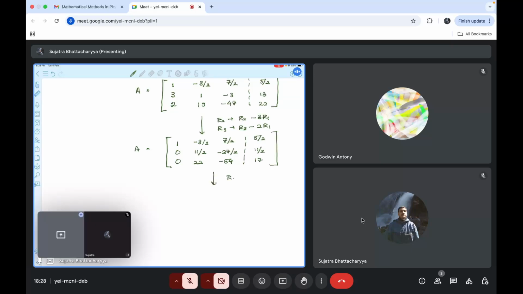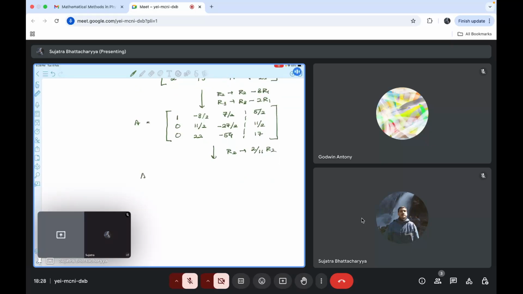Again the same thing: R2 as 2 by 11 R2. Right? So this becomes then what? It will be 1 0 0. This will be minus 3 by 2, 1, 22. This will be 7 by 2, minus now 27 by 11, and this will be minus 54 as it is. Here there will be some change. For example, this is 5 by 2 as it is. This is 1 because I have multiplied by 2 by 11, and I think it is 11 by 2. So it's fine. And this is 17.